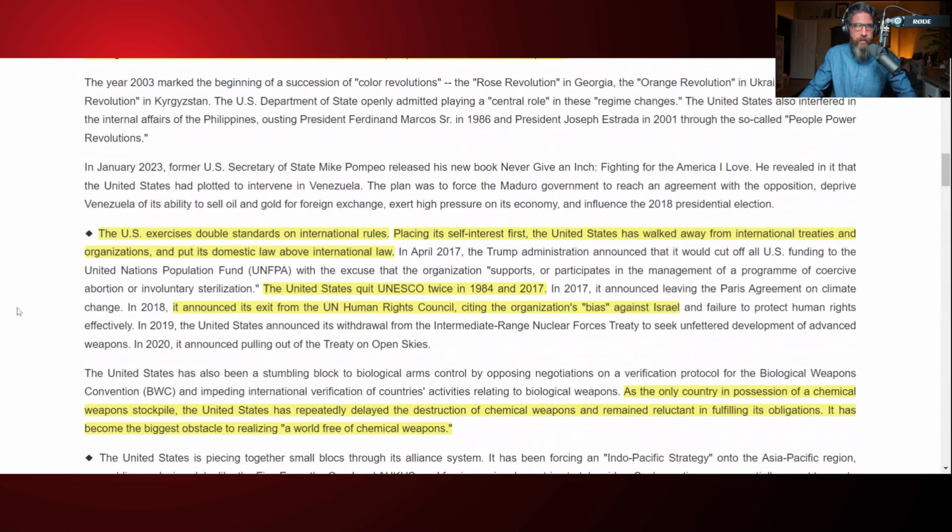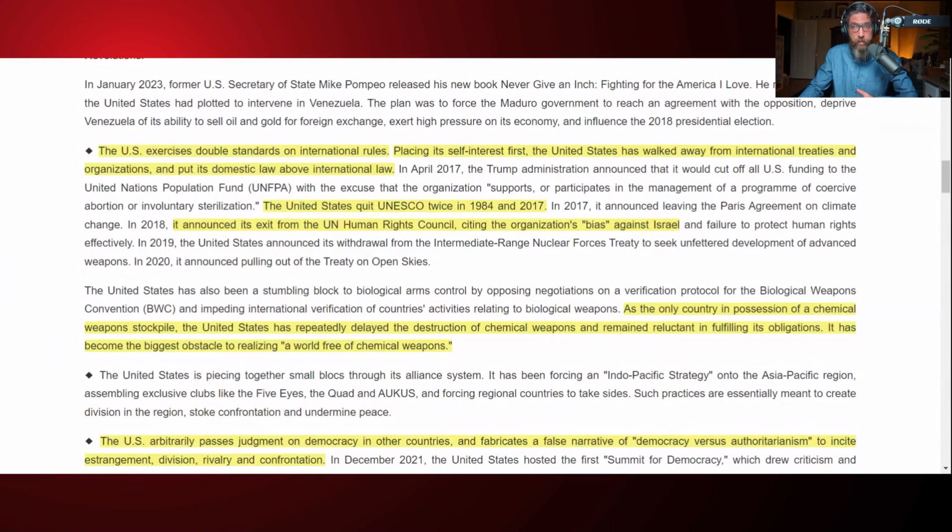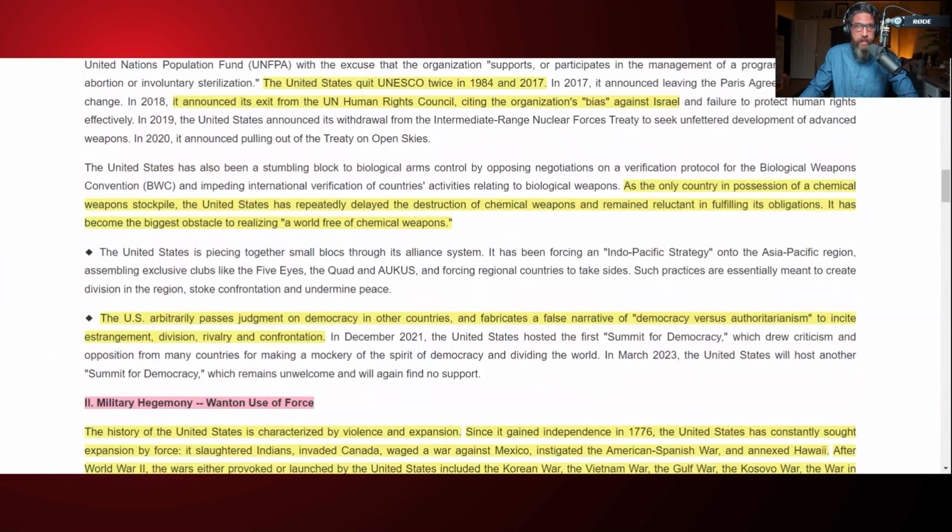The US exercises double standards on international rules, placing its self-interest first. The United States has walked away from international treaties and organizations and put its domestic law above international law. The United States, for example, quit UNESCO twice in 1984 and 2017. And it announces its exit from the UN Human Rights Council, citing the organization's, quote, bias against Israel. As the only country in possession of a chemical weapons stockpile, the United States has repeatedly delayed the destruction of chemical weapons and remained reluctant in fulfilling its obligations. It has become the biggest obstacle to realizing a world free of chemical weapons.